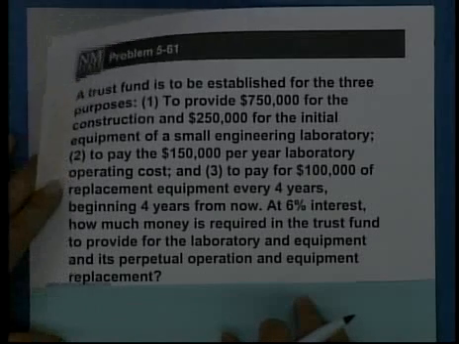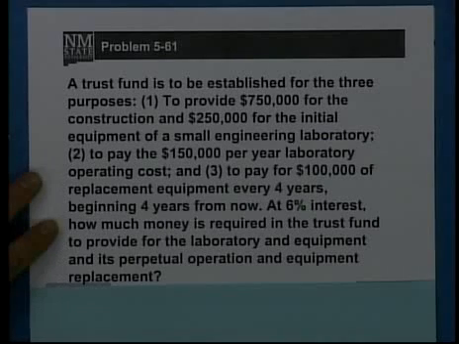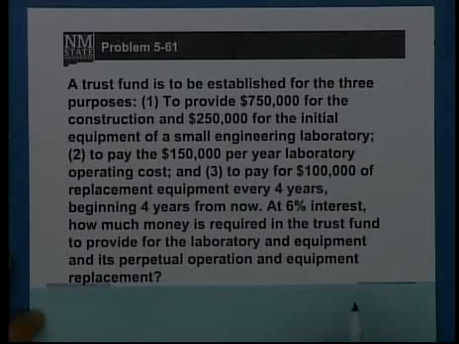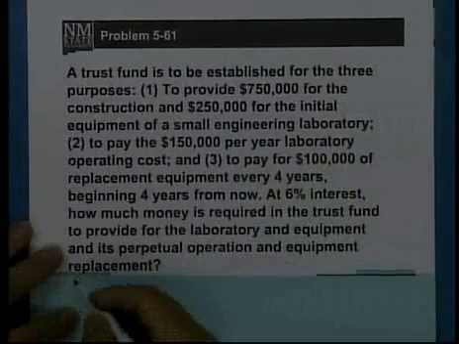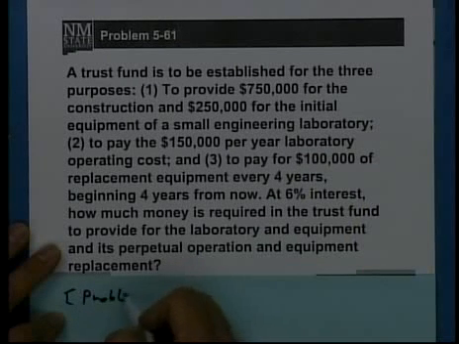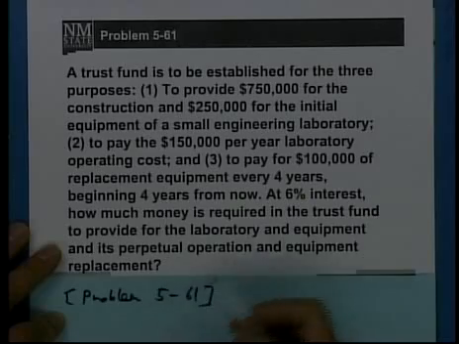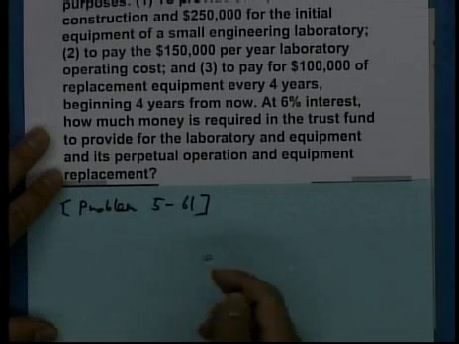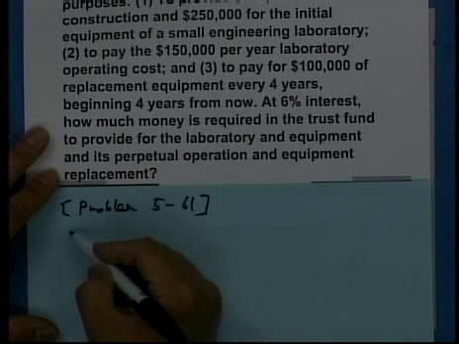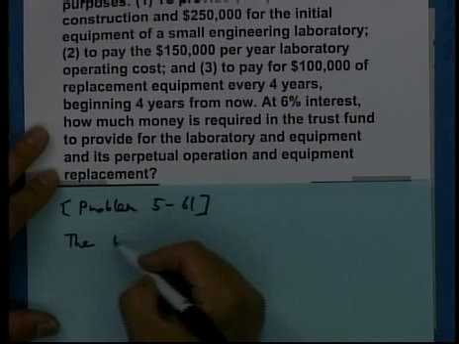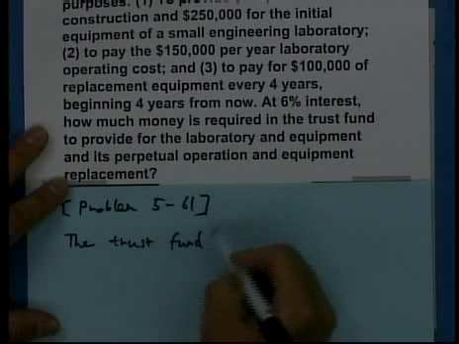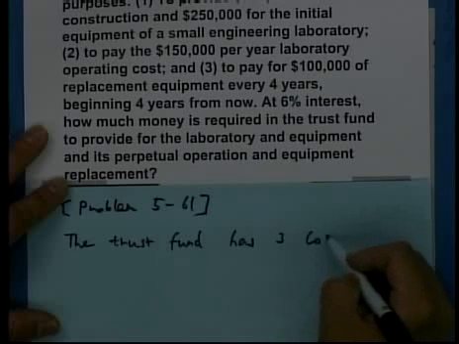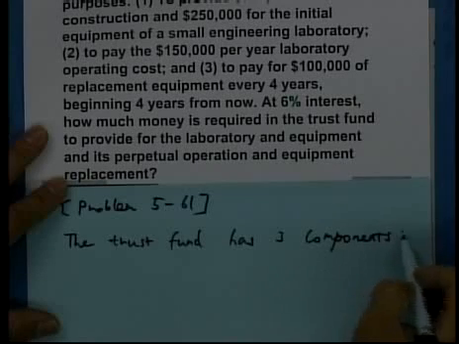So we want to know how much money is required in the trust fund in an infinite analysis period. That is, we want to calculate the capitalized cost again, right? So we are working in problem 5-61. And the trust fund has three components, right? The trust fund has three components. What are they?